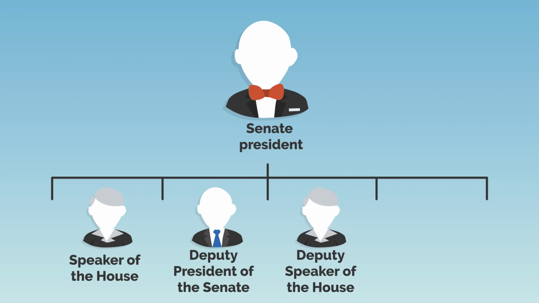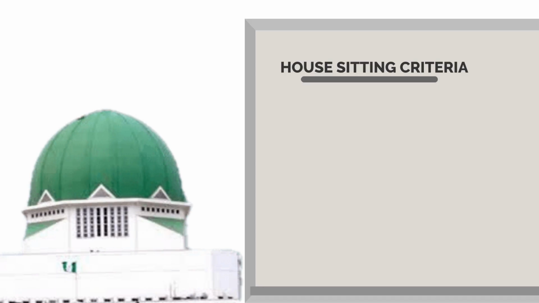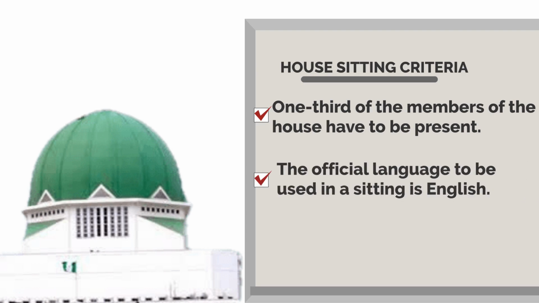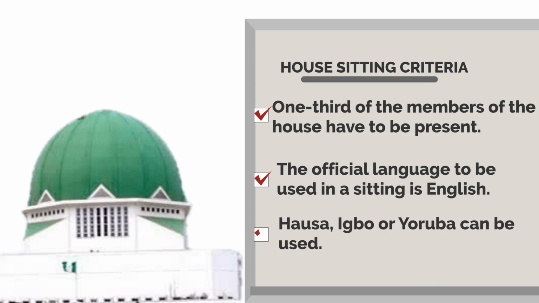Going into specifics, if the President and Deputy Presidents are not available to preside over a sit-in, the House has to elect a member to preside. Same goes for the House of Representatives if neither the Speaker nor the Deputy Speaker is available. Furthermore, before a sit-in can happen, 1/3 of the members of the House have to be present. This is referred to as a quorum. Also, the official language to be used in a sit-in is English. However, if translation can be provided, Hausa, Igbo, or Yoruba can be used.